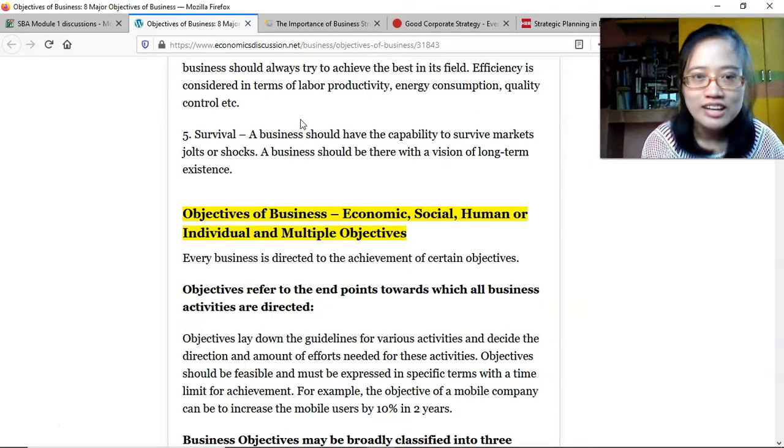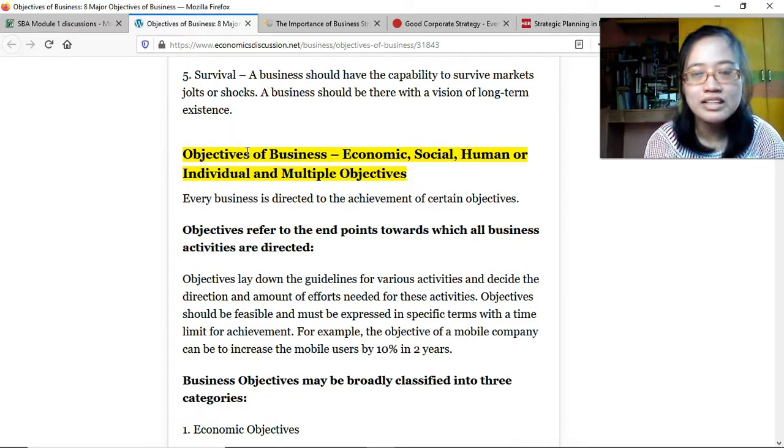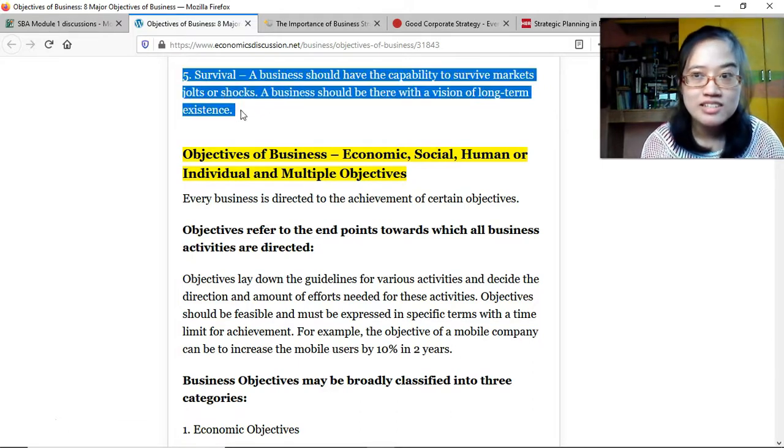Alright, last one, we have survival. A business should have the capability to survive markets, jolts, or shocks. A business should be there with a vision of long-term existence. Okay. I think, for the most part, majority of businesses, as we've seen through the pandemic, they have not prepared well for all types of situations.